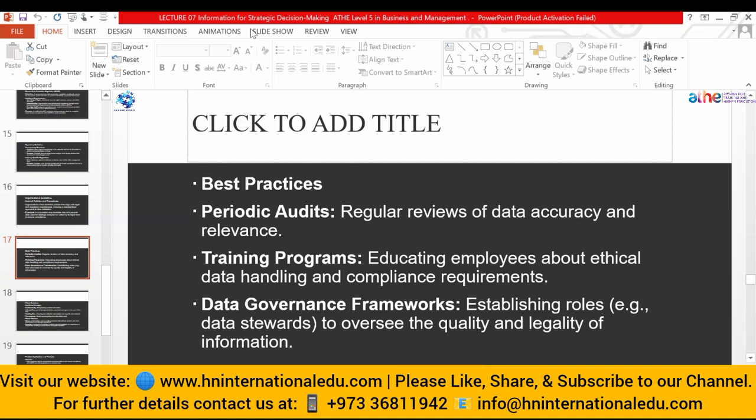Data governance frameworks, like we people used to get, I think before 2018, a lot of black calls and wrong calls all the time. It is how the data sorts out. Establishing roles, for example, data stewards to oversee the quality and legality of the information, that is to say the authenticity and the quality of the information and where it stands.